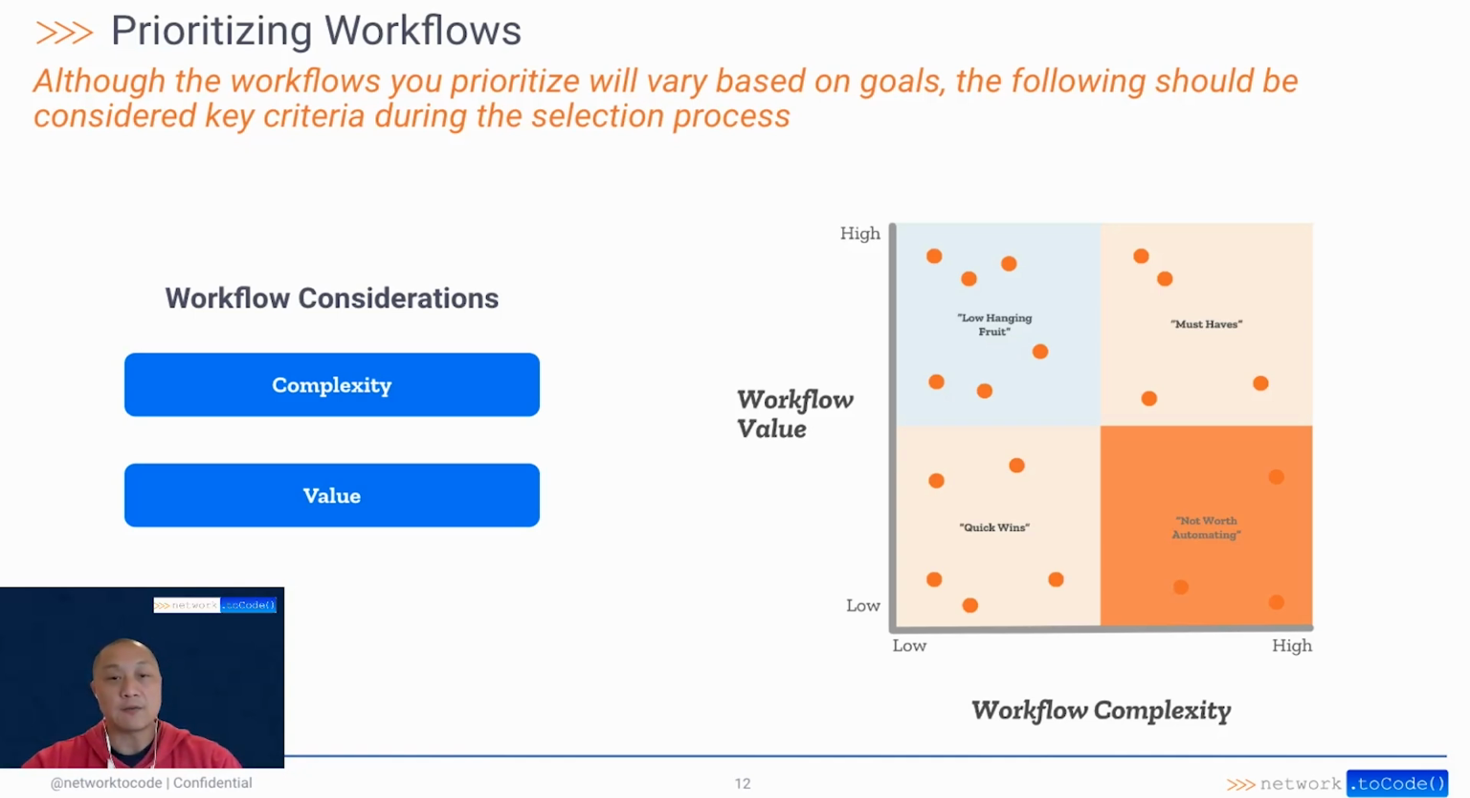These are kind of the low hanging fruits. They may not offer a lot of value, but you will get those wins, and then these wins will build the confidence for us to move on to workflows that are high in complexity, but also high in value. These are the workflows that might be difficult from a programming perspective, but offer a lot of value. So these are worthwhile workflows to tackle.